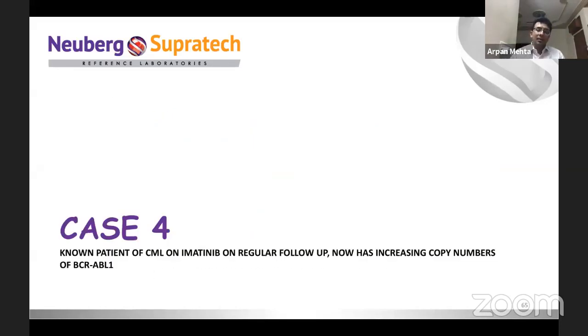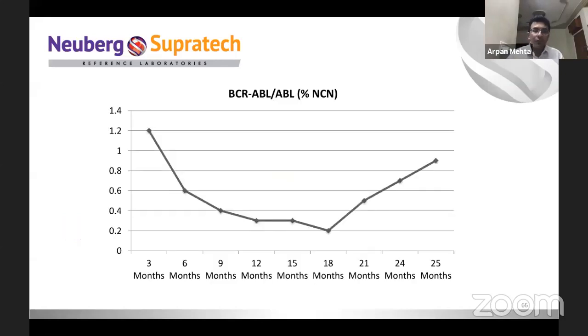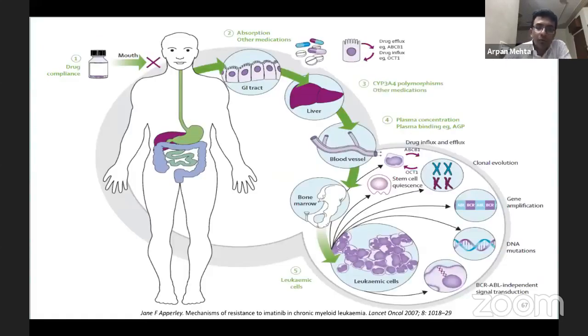Now let us see another case. This is a known patient of CML on imatinib on regular follow-up and now has increasing copy numbers of BCR-ABL1. So as you can see, there is an upward trend. So what will you do?